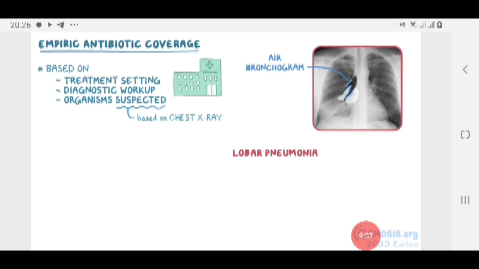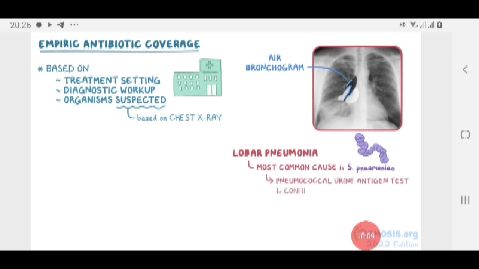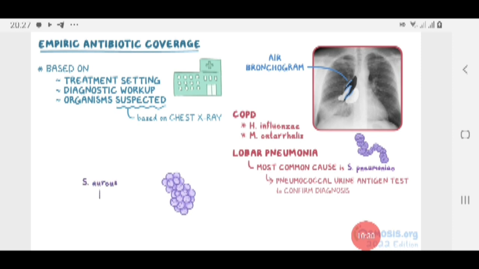them easier to see. Overall, the most common cause of a lobar pneumonia is Streptococcus pneumoniae, and when it's suspected, a pneumococcal urine antigen test can be done to confirm the diagnosis. Other pathogens like Haemophilus influenzae and Moraxella catarrhalis are sometimes seen in individuals with chronic obstructive pulmonary disease, or COPD. Another specific cause is Staphylococcus aureus, which typically causes a post-viral pneumonia.